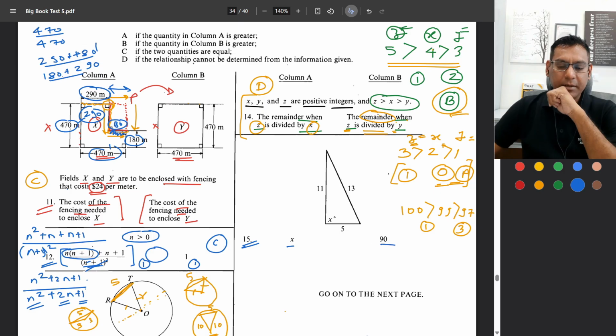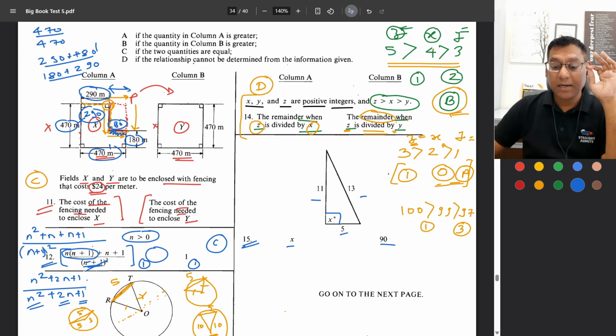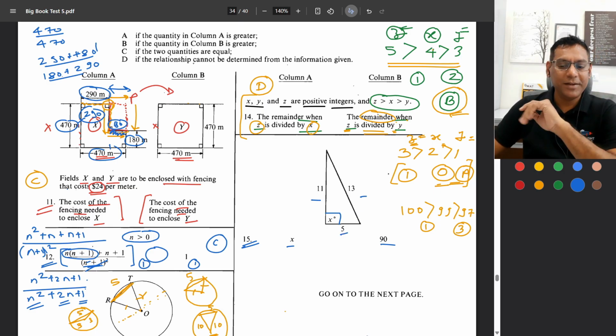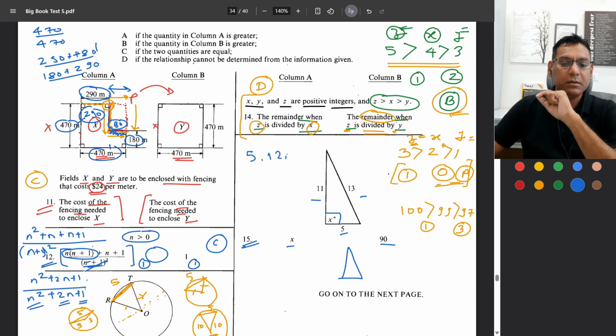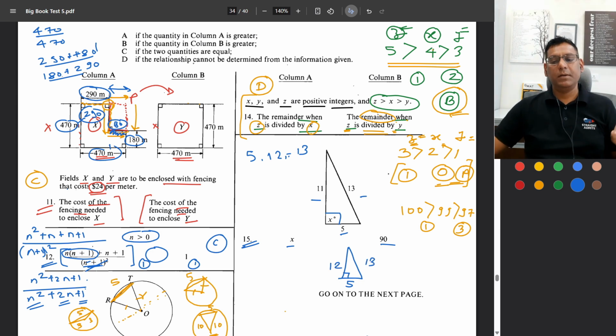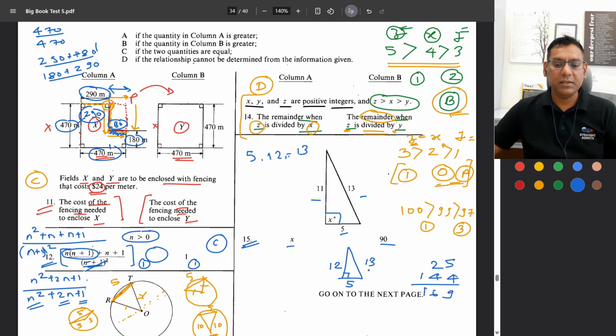Okay, let's look at question 15. X and 90. So whether this is 90 degrees is what we have to decide. 11, 13, 5. Now this is again a very typical Pythagorean triangle, right? I always keep saying, if you watch the previous videos, know the Pythagorean triplets. See, the Pythagorean triplet is 5, 12, 13, right? If you take this, this is the right angle triangle. 5 square is 25, 12 square is 144. If you add them up, you get 169. You get the square of 13.